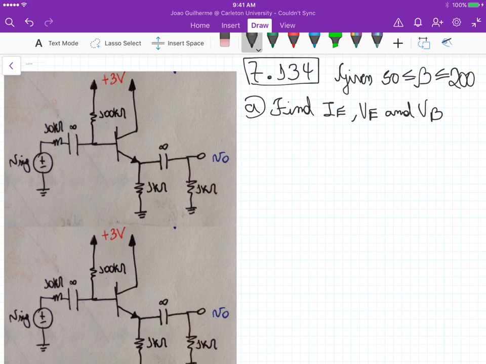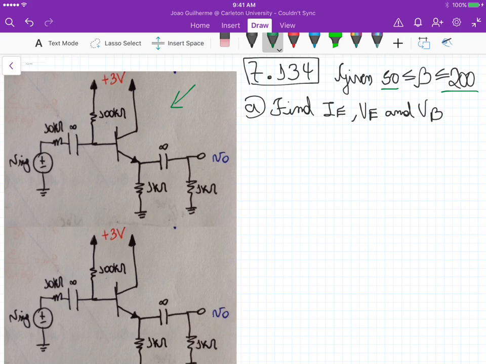For problem 7.134, we have an emitter follower circuit, and it's given that beta can vary from 50 to 200. The circuit is this one here, and we need to find the emitter current, the emitter voltage, and the base voltage.